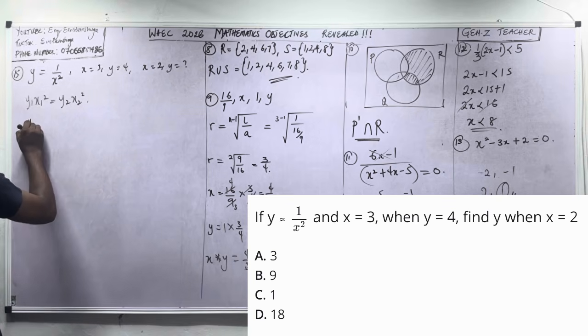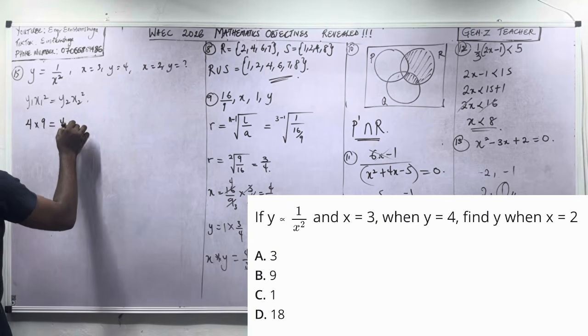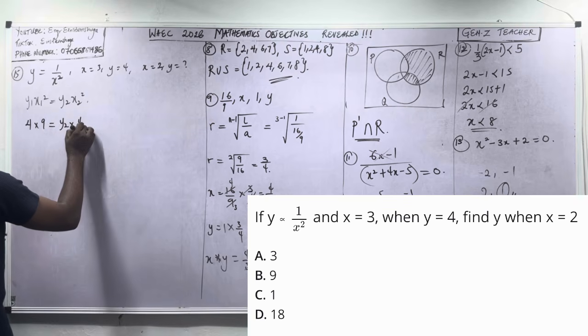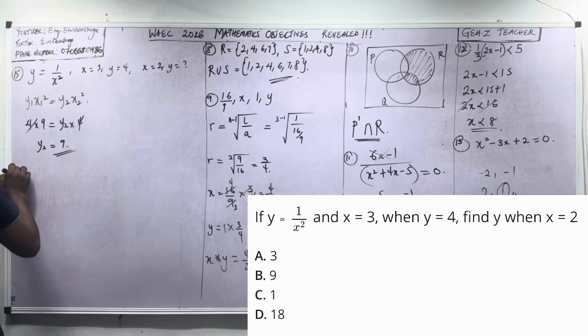Y1 was 4 and x1 was 3. 3 squared is 9. Y2 is unknown and x2 is 2. 2 squared is 4. 4 cancels 4. Therefore, y2 should just be 9.